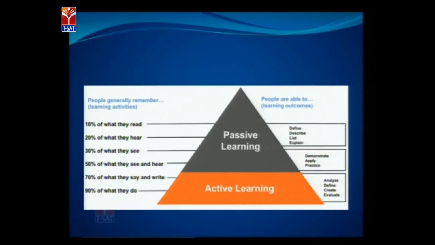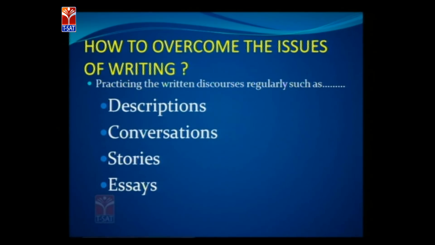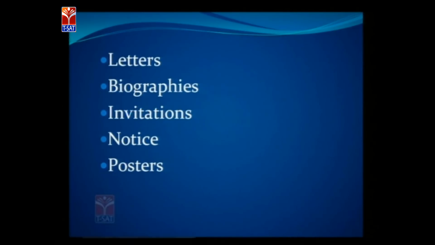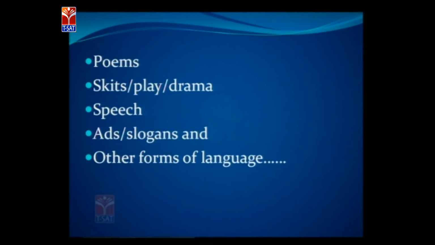Now see, there is a passive learning and active learning. Percentage is there, 70 to 90% is there for active learning, and for passive learning 10 to 50% is there. The chart gives us so. And how to overcome the issues of writing. Practicing the written discourses regularly, such as descriptions, conversations, stories, essays. Of course I wrote all the discourses here. Letters, biographies, invitations, notice, posters. See, all the discourses are here. Poems, skits, play, drama, speech, ads, slogans, and other forms of language too.